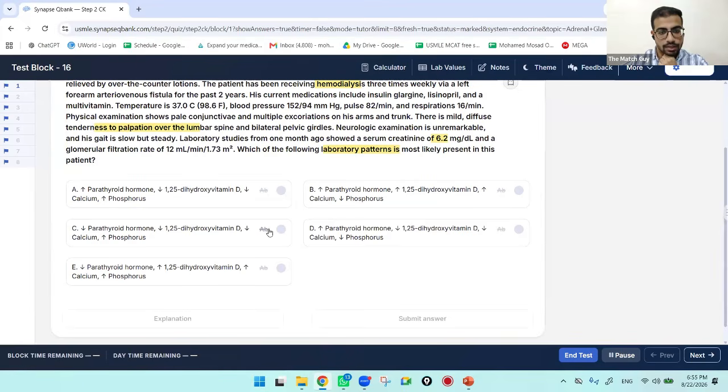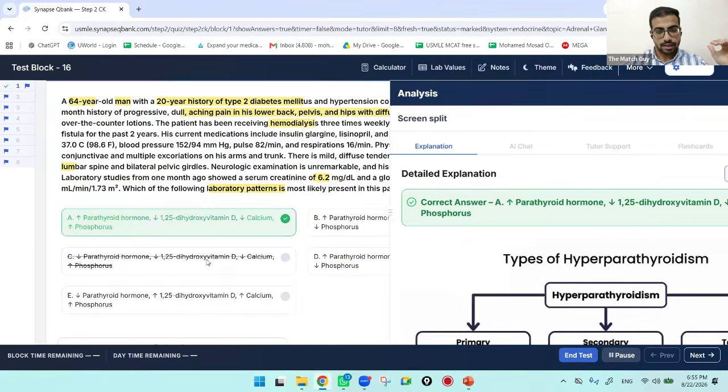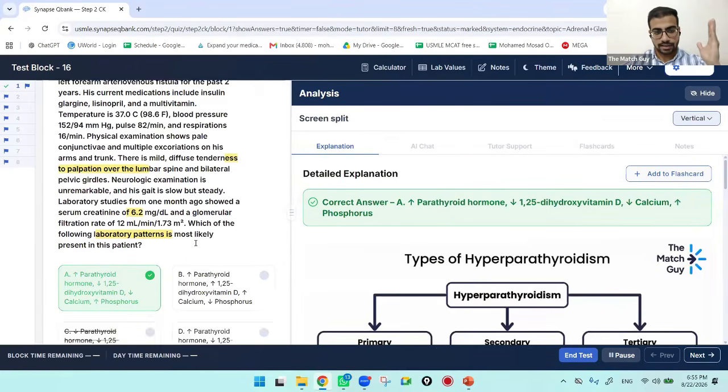So it's not decreased parathyroid. We're going to have decreased vitamin D, makes sense. Decreased calcium, makes sense. Increased phosphorus, makes sense. Remember flowing down the chart, starting with the primary event: increased phosphorus and decreased vitamin D, causing decreased calcium and increased PTH in response. Let's choose this answer and see. Yes, that's it.